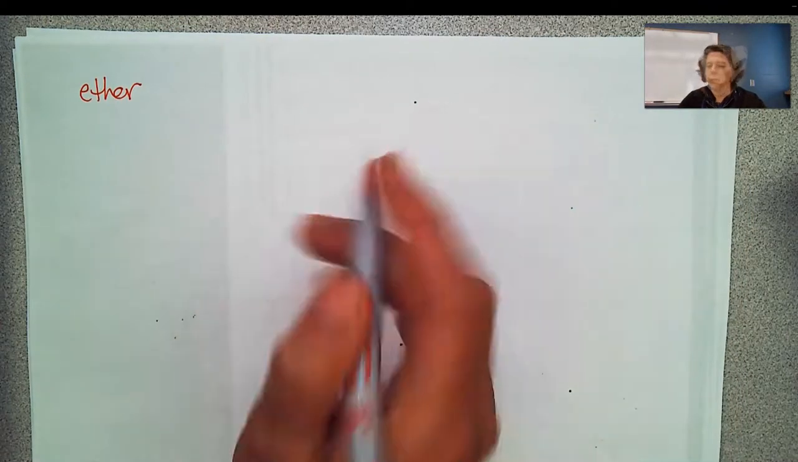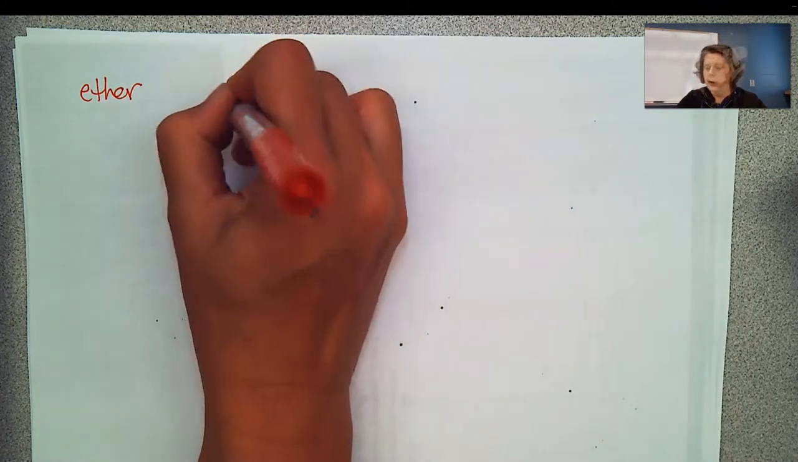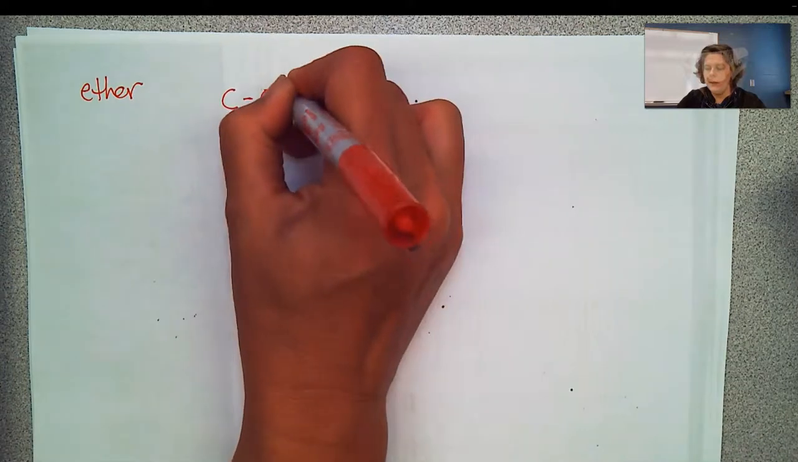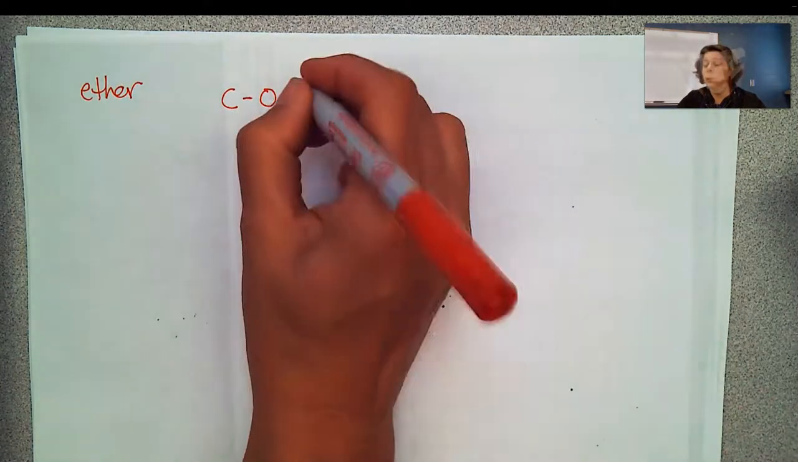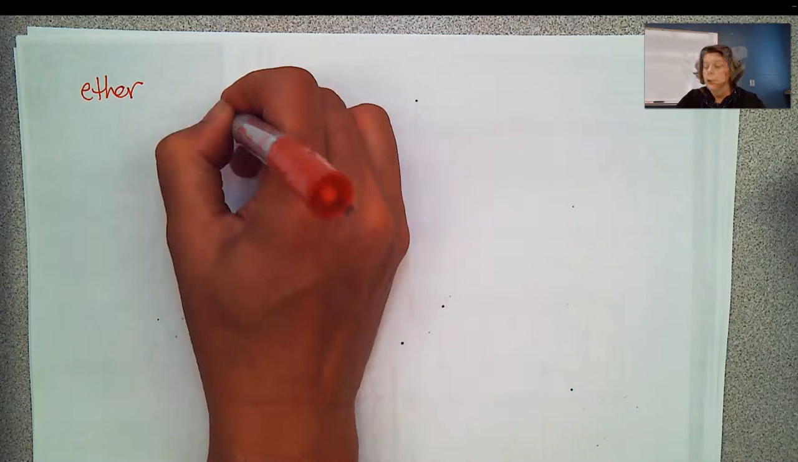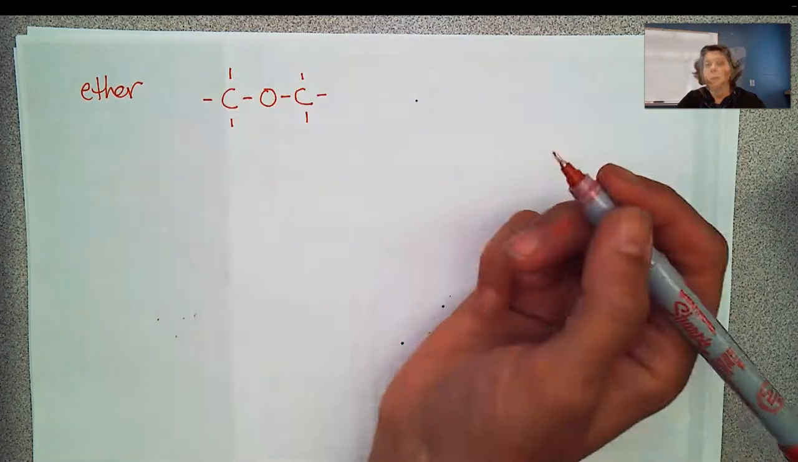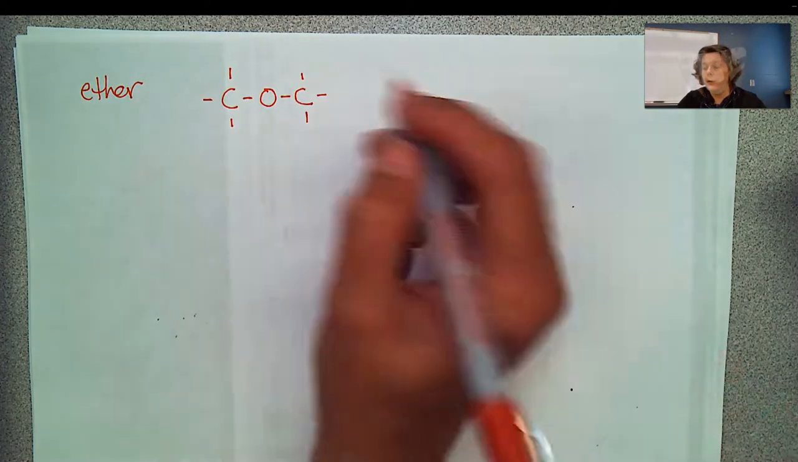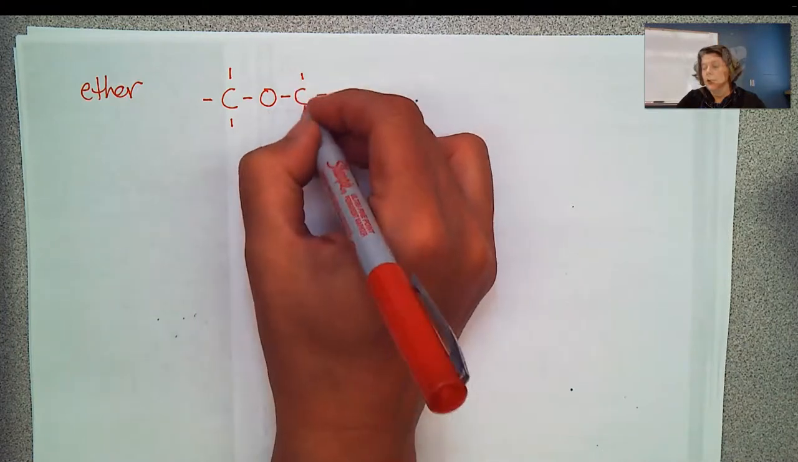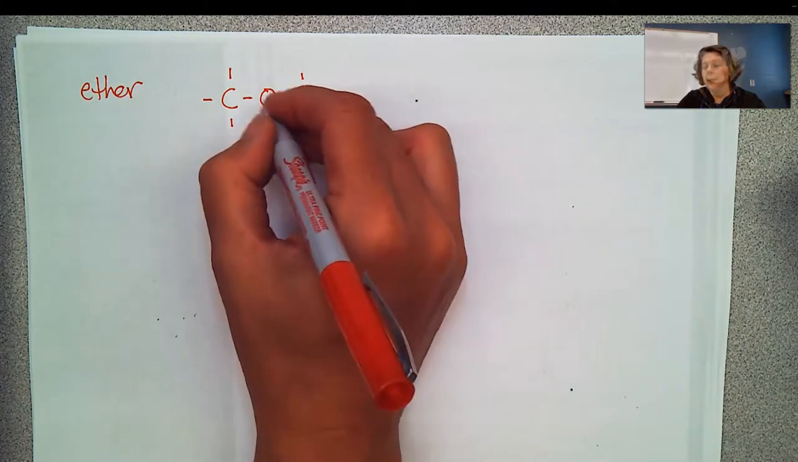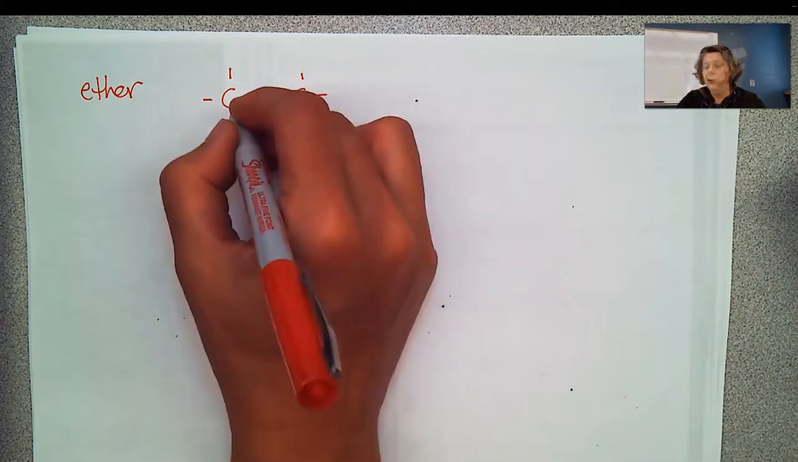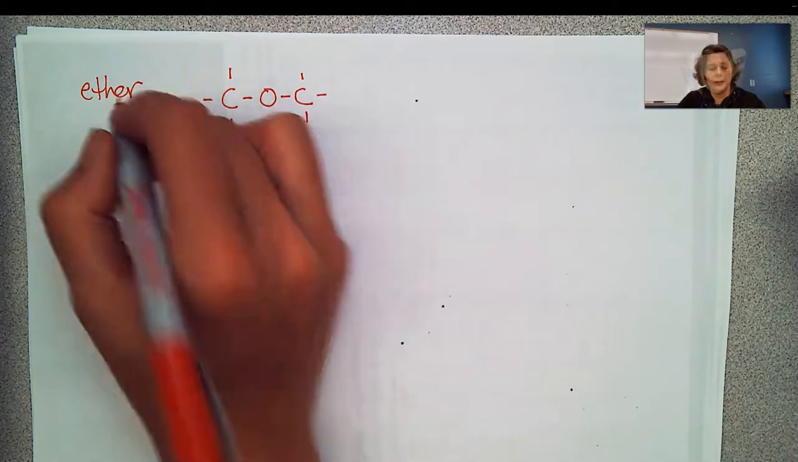So you probably have heard of ethers. What does an ether look like? It's a carbon bonded to an oxygen bonded to another carbon. So how does this look different than ethanol or alcohols? This oxygen here was bonded to a hydrogen, remember? Now if that oxygen is bonded to a carbon on either side, it's an ether.